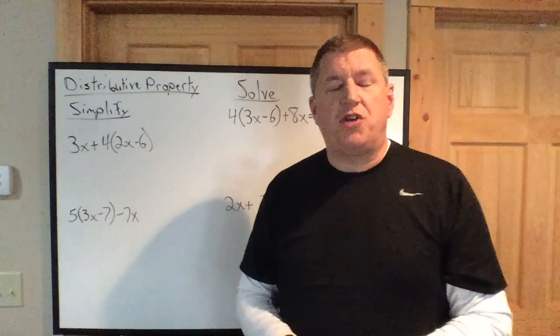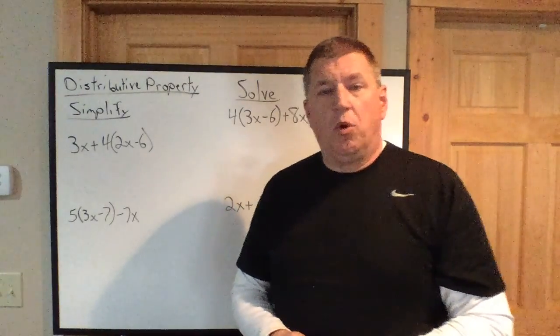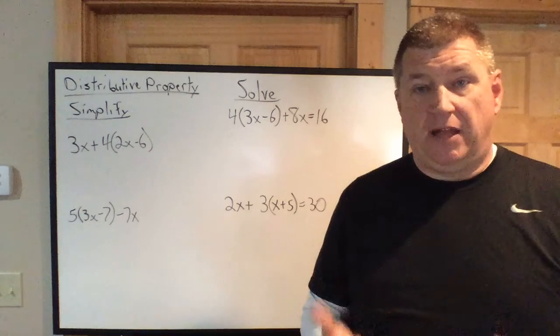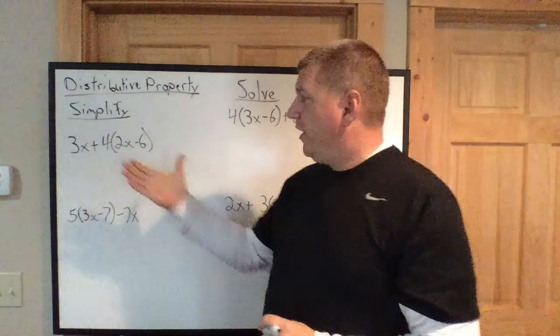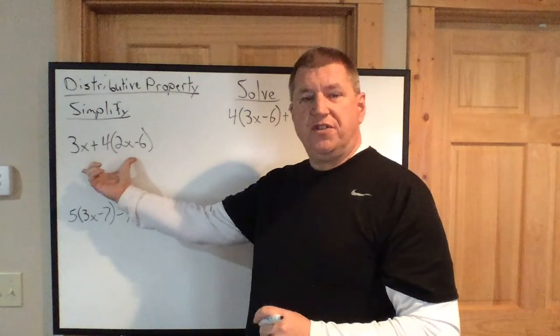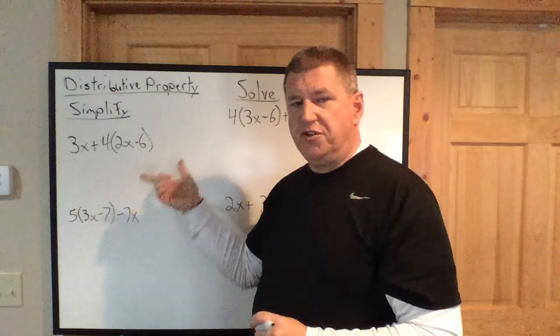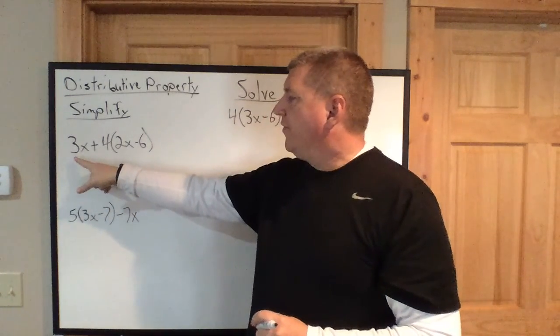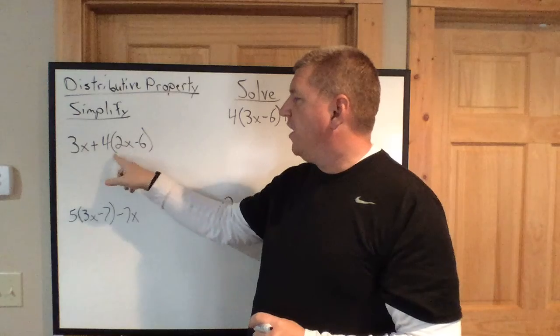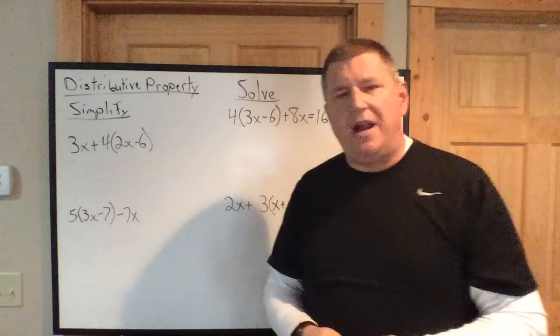In this video, we're going to talk about the distributive property, where we're also going to have to end up combining like terms. So as we look at our first example here, over here in the simplify section, we'll have a solve section in just a moment. We have 3x plus the quantity 4 times 2x plus or minus 6.